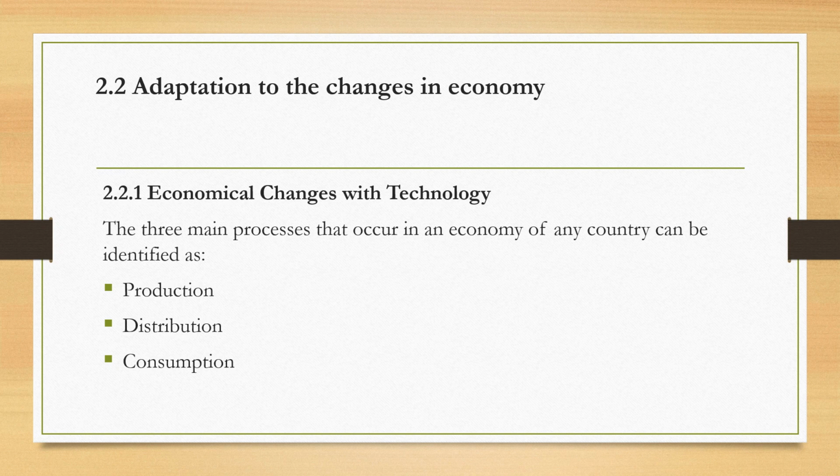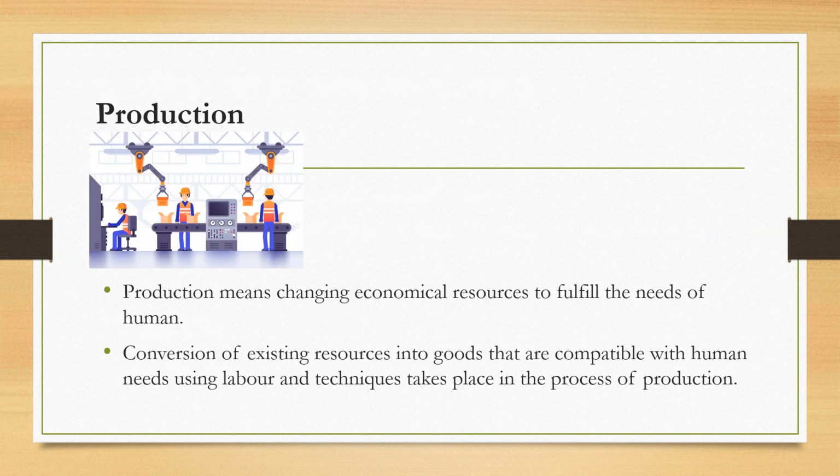In the economy, there are three main processes that occur in an economy of any country. The three main processes are: the first one, production; the second one, distribution; and the third one, consumption. Now we will see what production is.